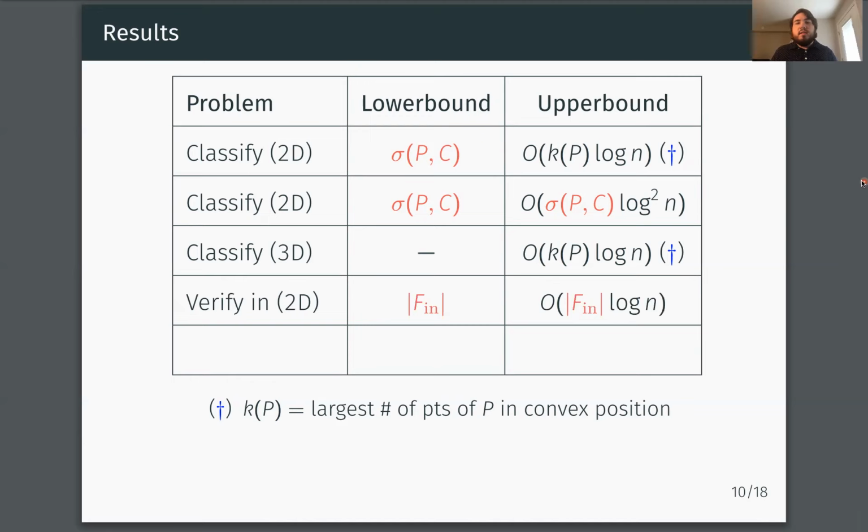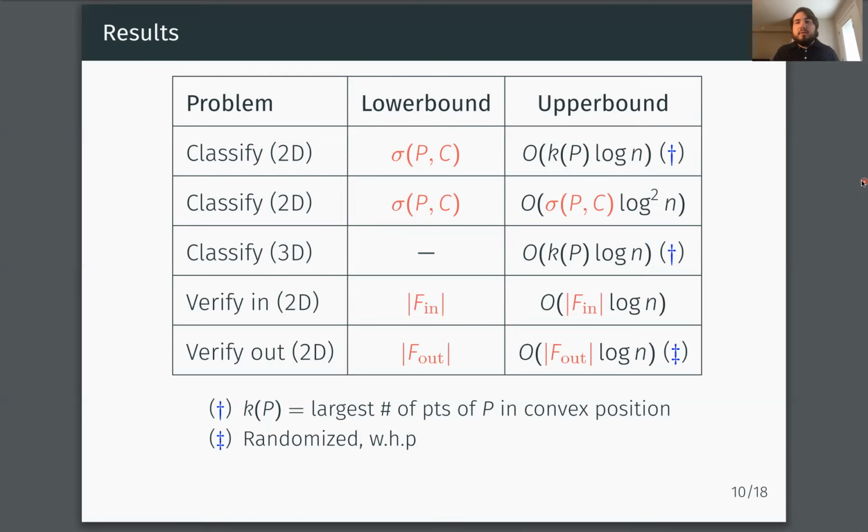We also studied the verification problems, where you would like to verify that every point is inside the convex body or find a witness point outside the convex body. There, it's not hard to see that a lower bound on the number of queries you need to make is the size of the inner fence. And we get an algorithm where the number of queries is at most the size of the inner fence times log n. Similarly, you can consider the verification task where all of the points are outside, or you'd like to find a witness point inside your body. And again, we get an algorithm which is polylog n away from the lower bound.